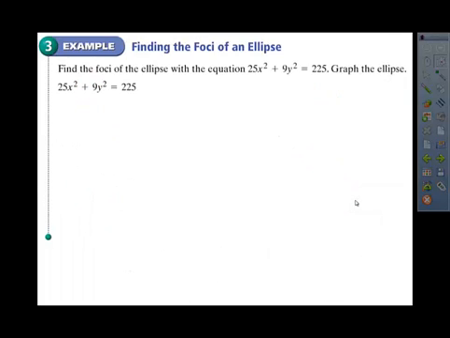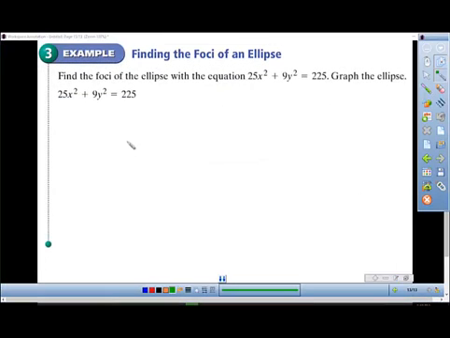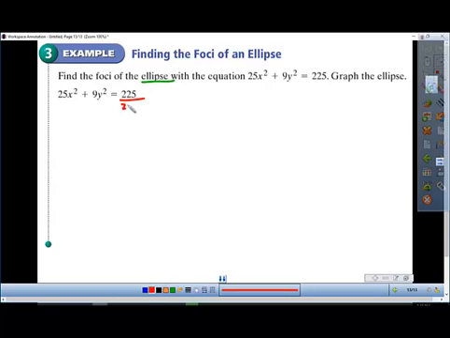All right, it says find the foci of the ellipse with the equation, and it gives you the equation, and then it says to graph the ellipse. So we're going to go all the way, and this will be our last example. We know that when it comes to an equation of an ellipse, it's always equal to 1. So that's our first step. We want to make this equal to 1. So how do I make this 225 equal to 1? Well, I divide by 225. So I have to divide this by 225, and I have to divide this by 225.